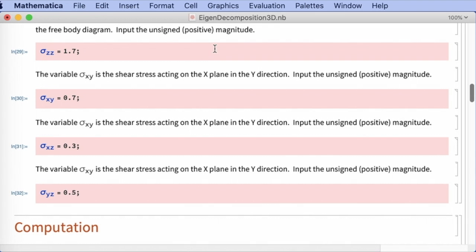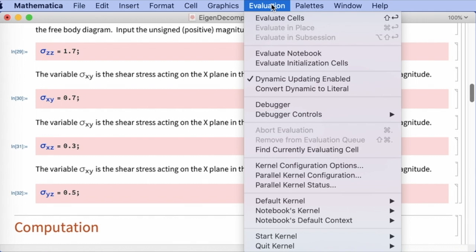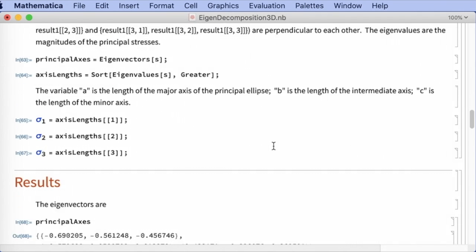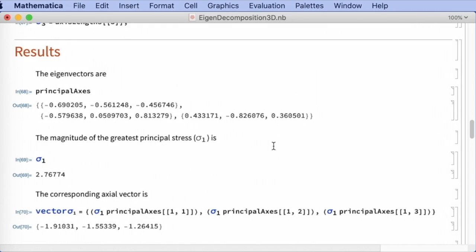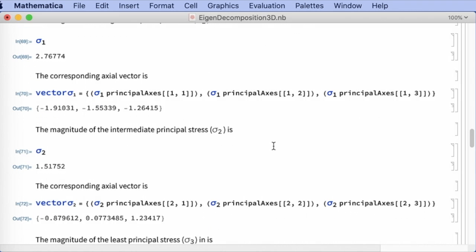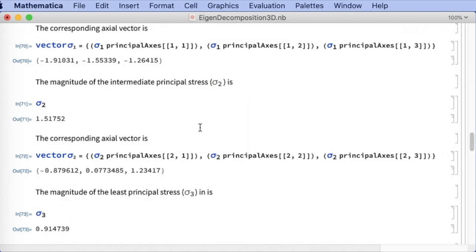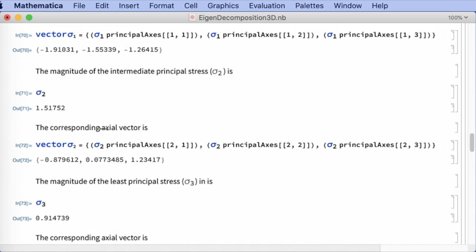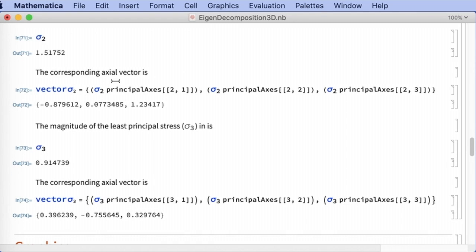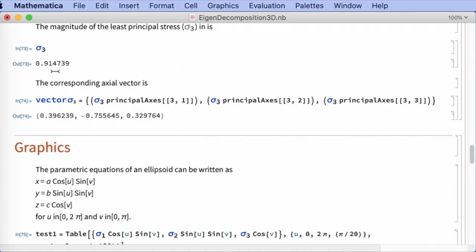So as soon as we have those input data in place, we can come up here to evaluate notebook, and off it goes. And what does it do? Well, it finds the eigenvalues of the matrix that we have input, and the results are provided. The principal axes of the ellipse are given as vectors here. Sigma 1, the greatest principal stress, is 2.77, more or less. And here is its orientation. Sigma 2 has a magnitude of 1.52, more or less. And here is its orientation. And here is sigma 3.